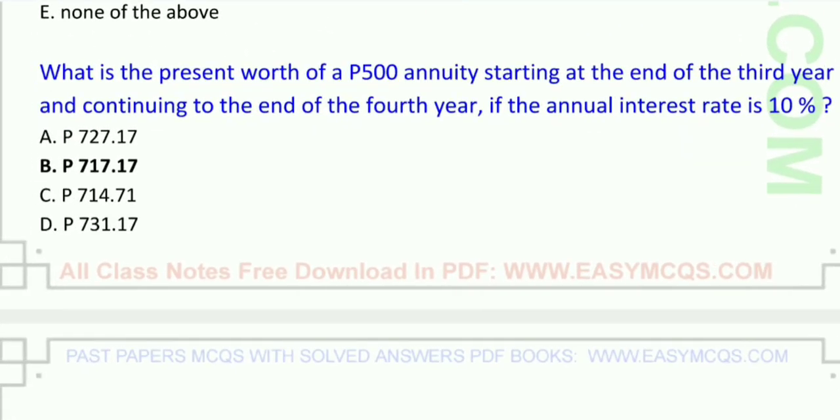Next question. What is the present worth of a P500 annuity starting at the end of the third year and continuing to the end of the fourth year if the annual interest rate is 10%? Then P equals 717.17. B is right.